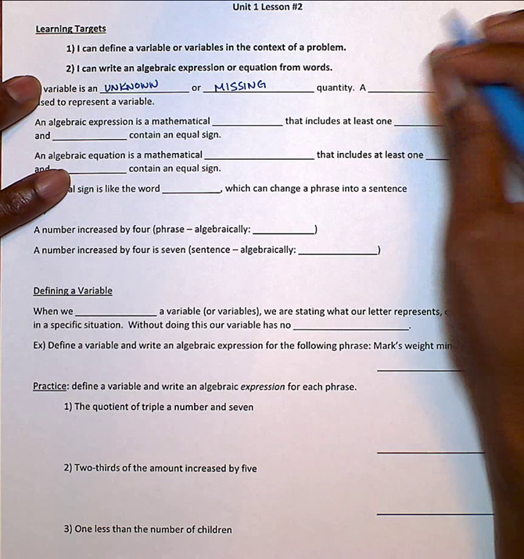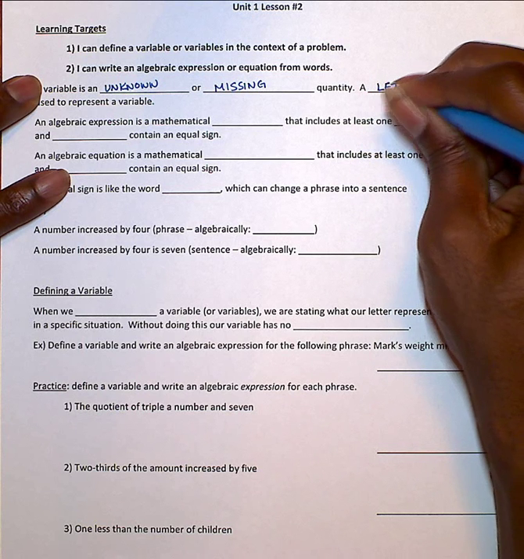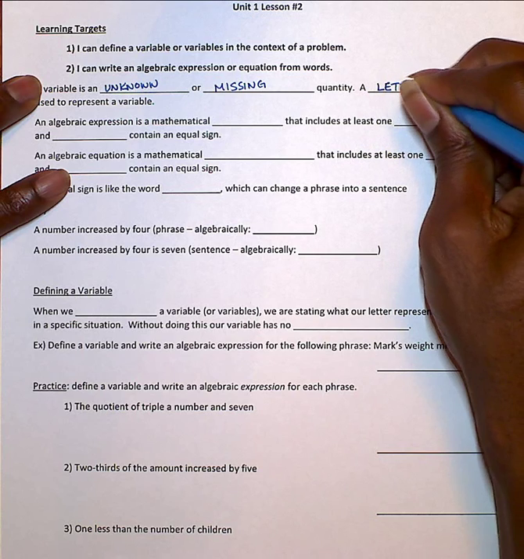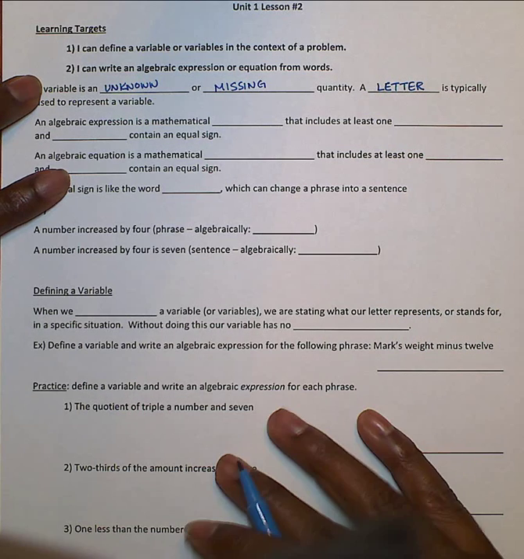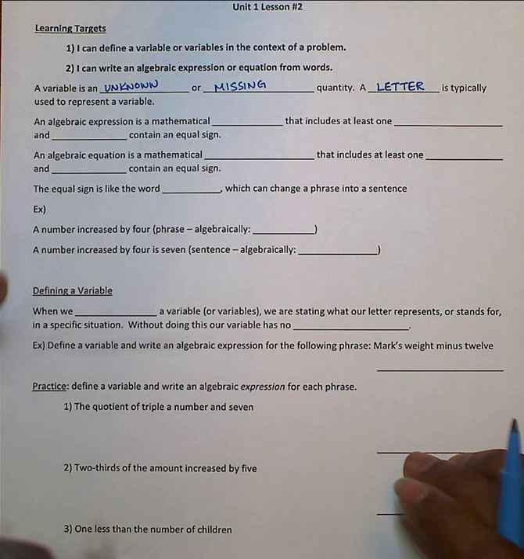Okay. A letter is typically used to represent the variable. We can use anything. If you're in first grade and second grade, you guys have been doing this actually for a long time. They might have put a square or an apple in the problem instead of a letter, but it's essentially the same thing. Something that's not a number that represents a number.